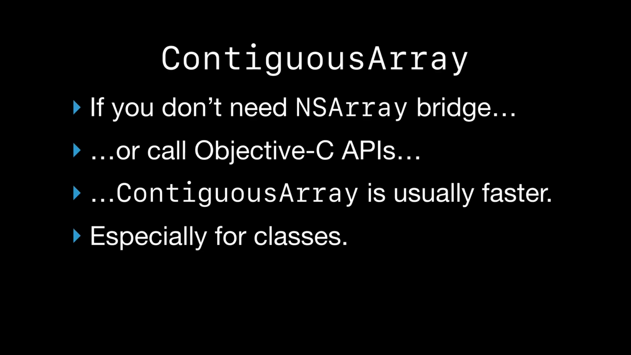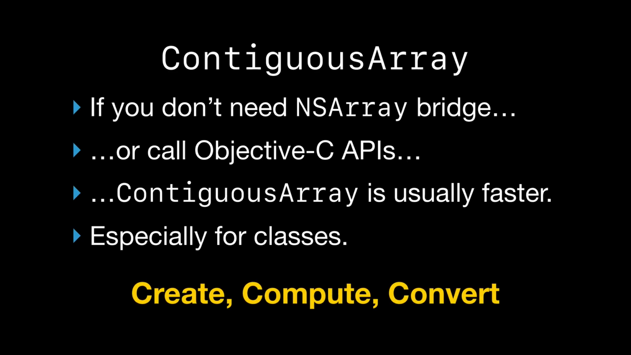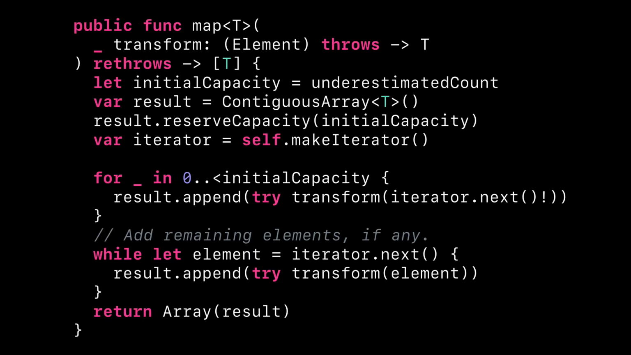However, I consider using these things an implementation detail. That means you don't expose them in your API, but instead you want to do what Apple does. You want to create, compute, and convert. That means create your contiguous array, do your work inside your method, then convert to a Swift array when you're done. So all folks on the outside see is a Swift array.